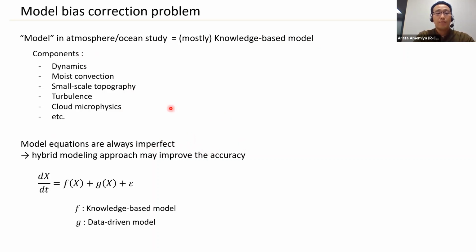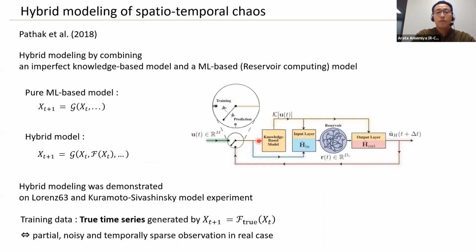So hybrid modeling approach, which compensates that systematic error, may improve the accuracy of forecast and also the analysis of data simulation. There have been many hybrid modeling approaches, and one of them is Pathak et al. 2018.